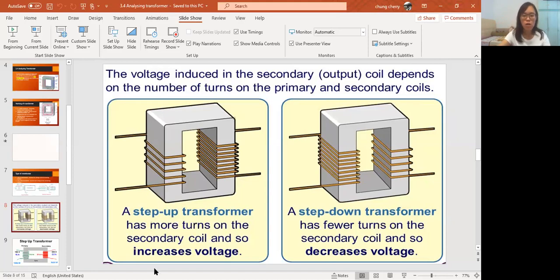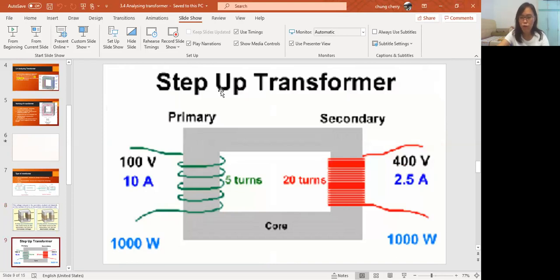If you see here, for step-up transformer, your primary coil is less than your secondary coil. So you see the voltage is increased from 100 volt to 400 volt.